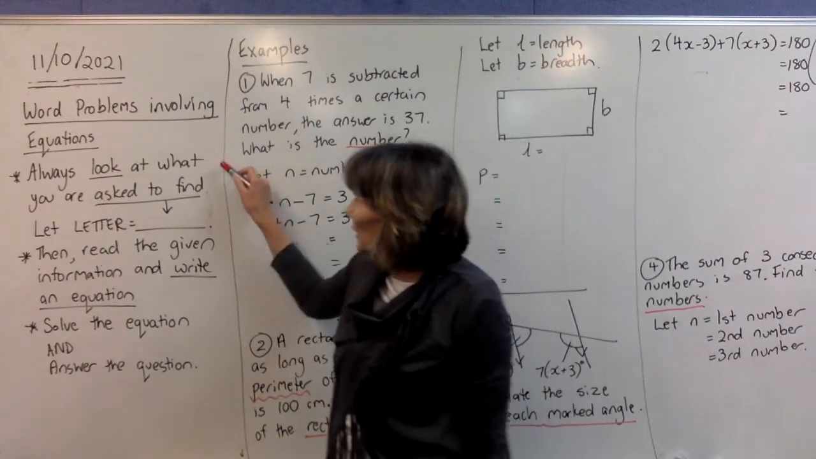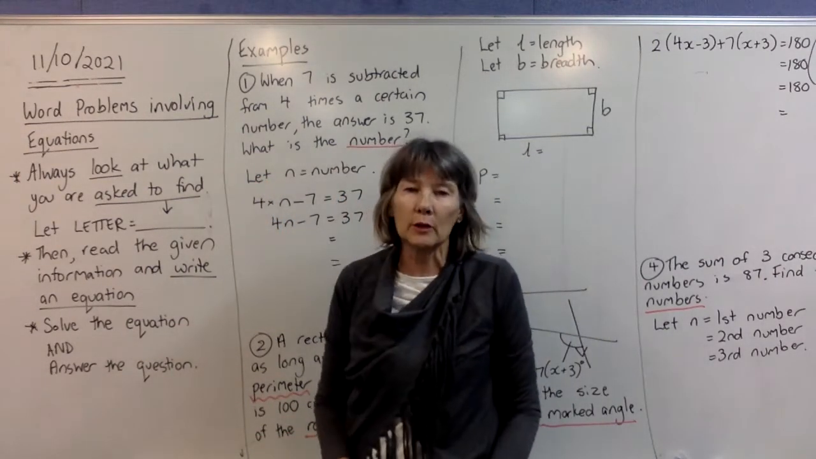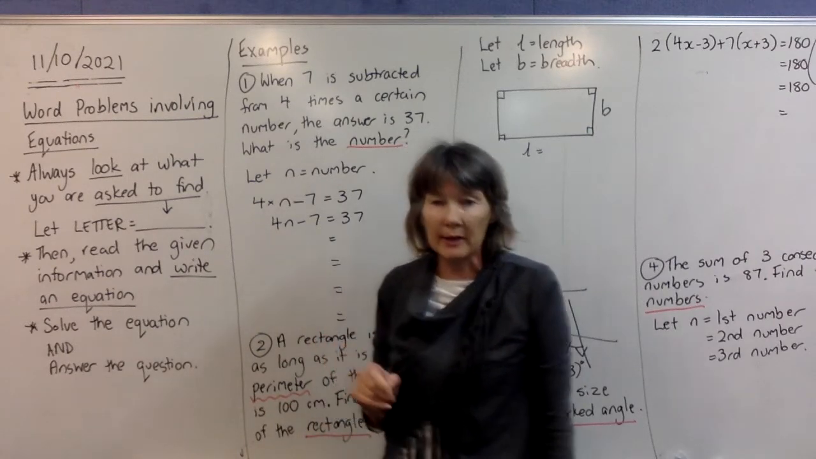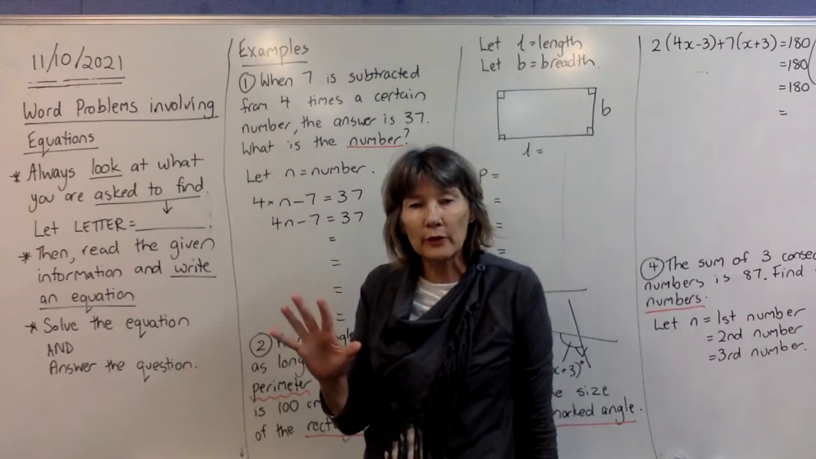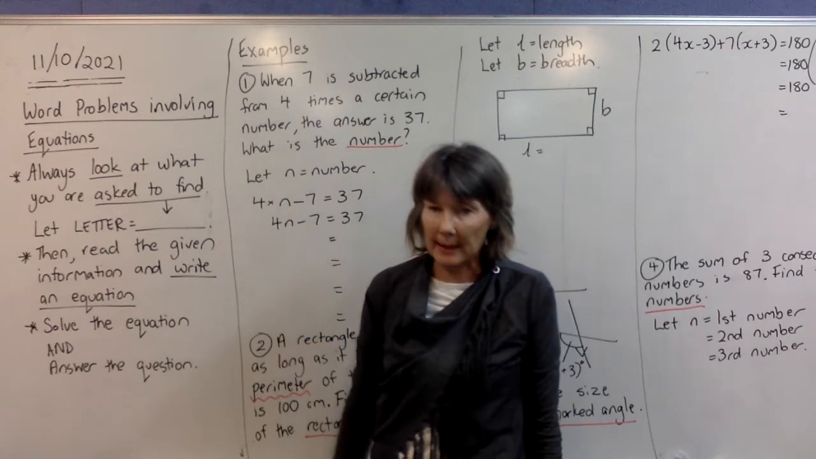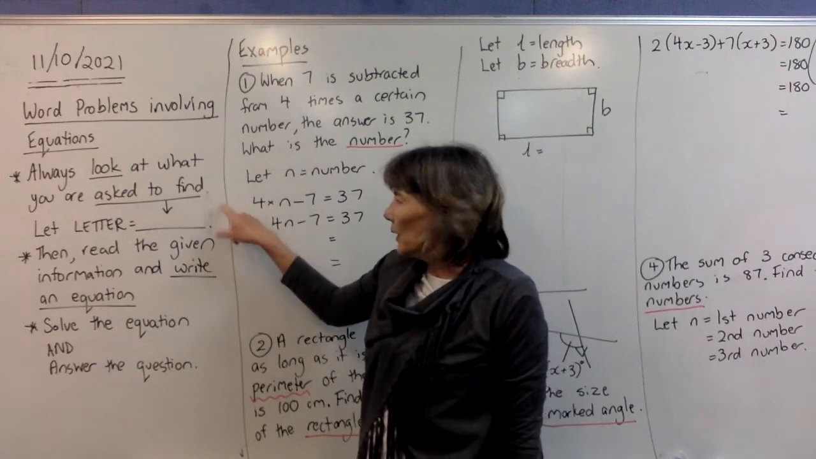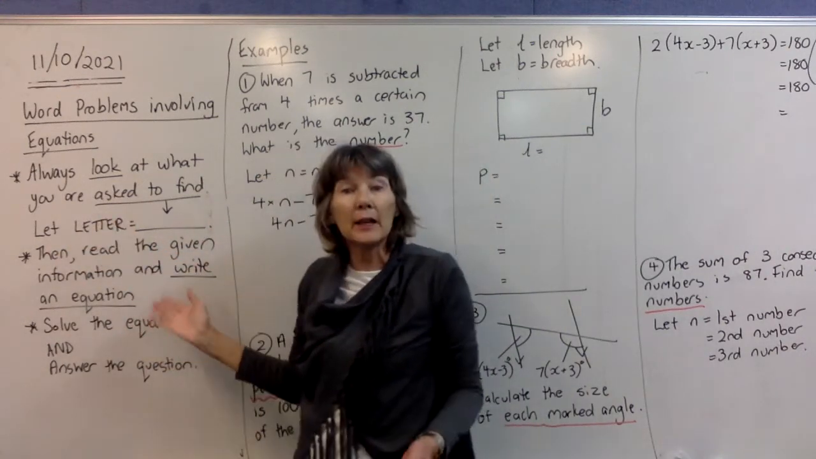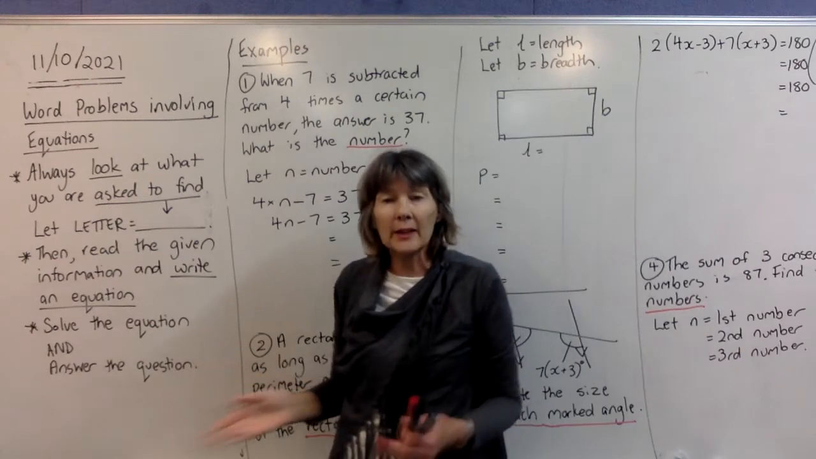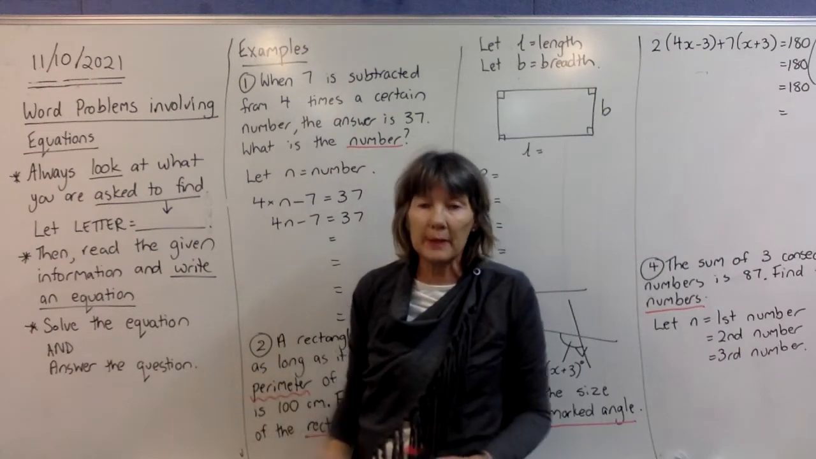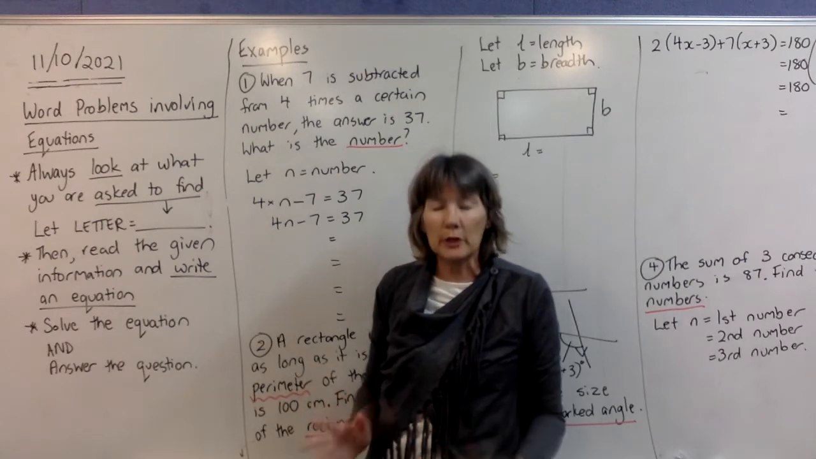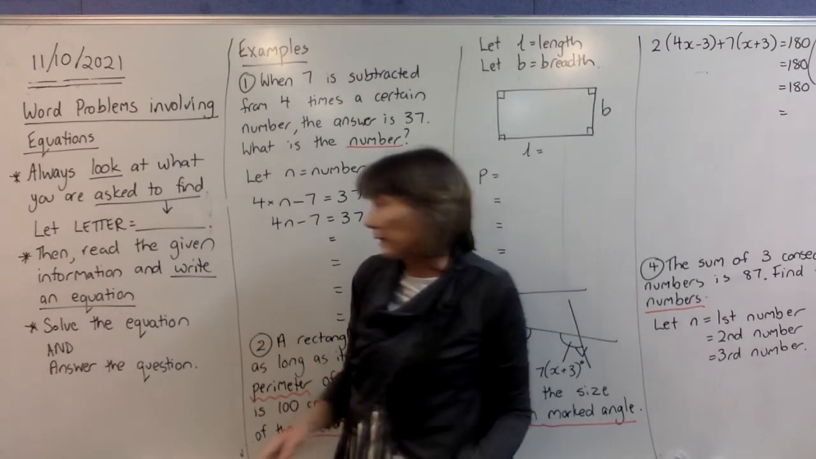Okay, so the first thing we're going to do is always look at what you are asked to find. Now generally that will be at the end of the question. I'll give you the information first and the question will be at the end. So when you find what you've been asked to find, you've got to let a letter equal that thing. Okay, that's really, really important. I'll explain it as we do some questions on this, but it's really important you do that first. Otherwise you can be in a real mess with your working.